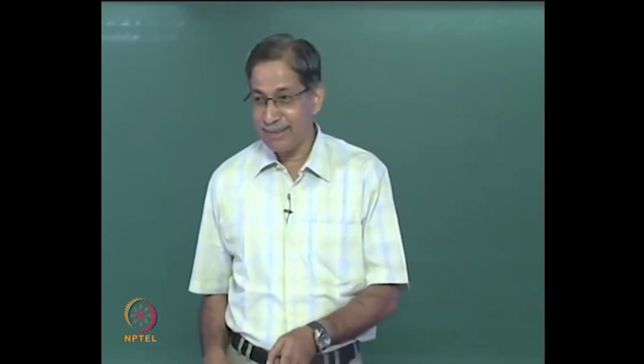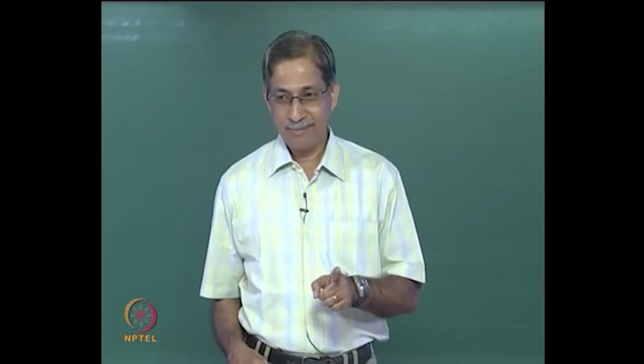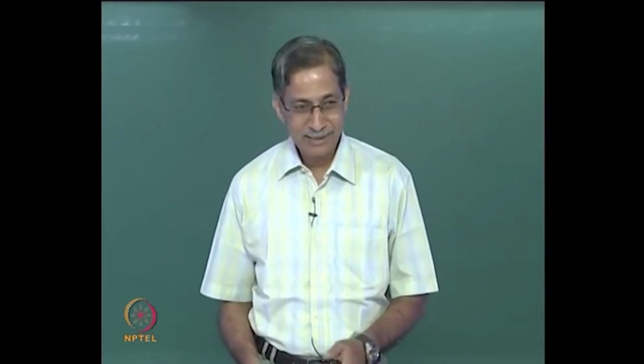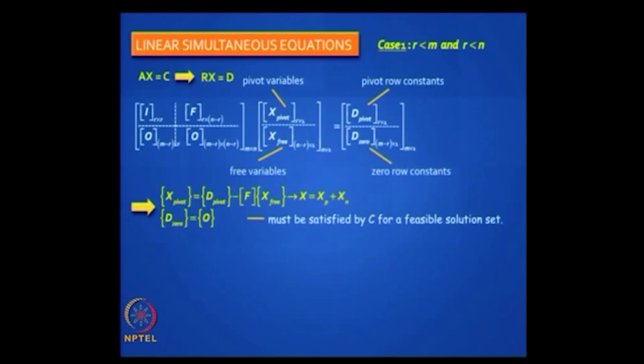First the constant vector must satisfy conditions of consistency. It's very interesting, but we don't need too much of it, so I want you to read on your own. I'll just rush through it. Finally, you have to solve equations like this. Do you agree to this? If you take out those 2 rows, they should look like this, right? That D should be 0, and this must be satisfied by c for a feasible solution set. If it's not satisfied, you can't solve this equation.